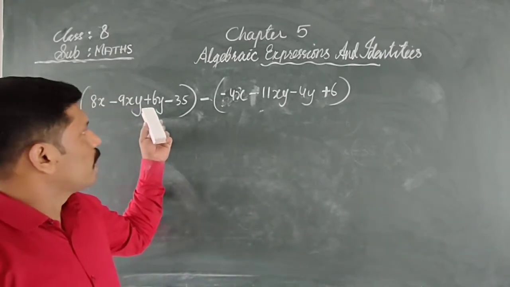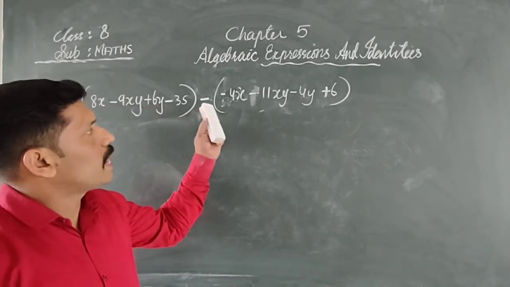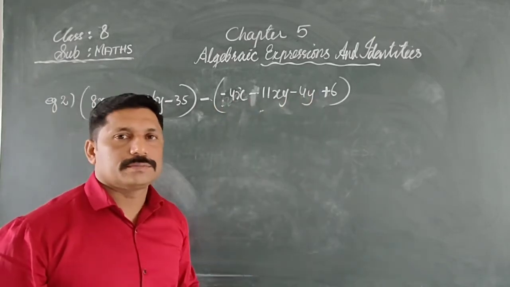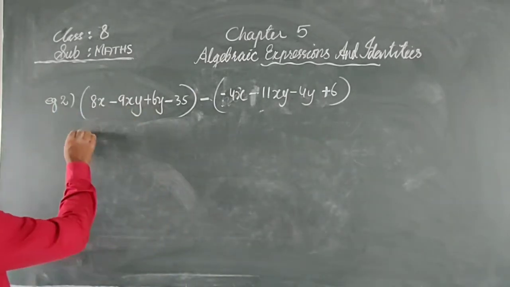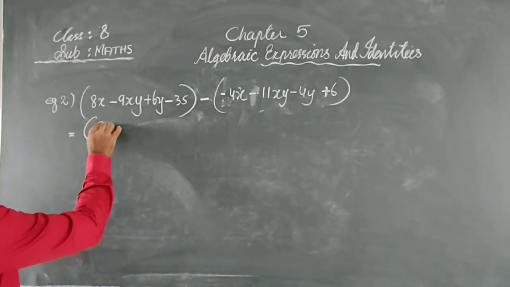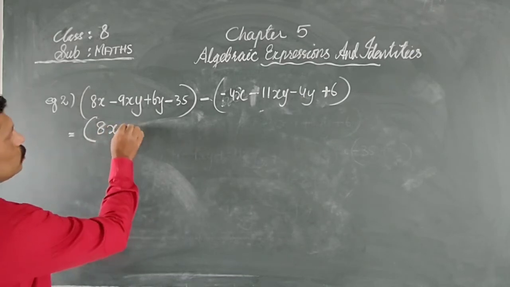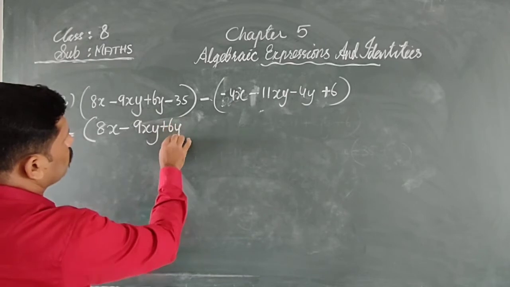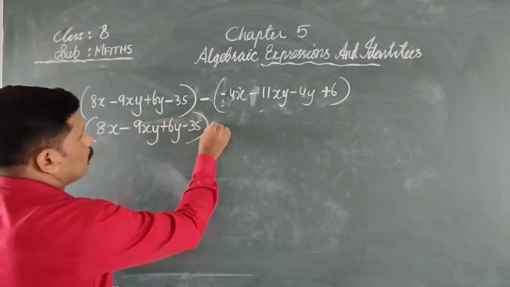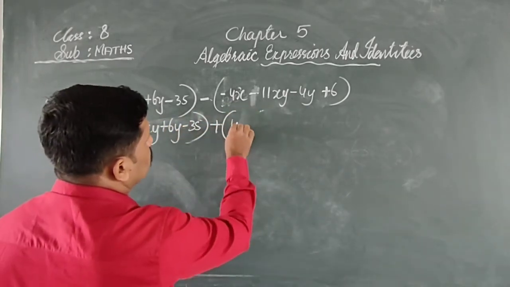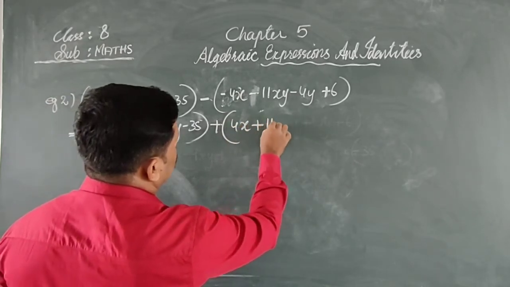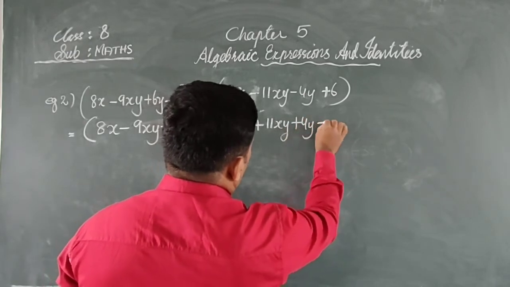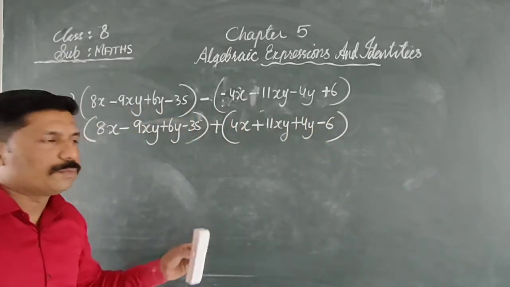Subtract negative 4x minus 11xy minus 4y plus 6 from 8x minus 9xy plus 6y minus 35. Here also subtraction means addition of the first expression to the additive inverse of the second. So 8x minus 9xy plus 6y minus 35 plus, here all symbols will be changed, 4x plus 11xy plus 4y minus 6. Now we group the like terms.